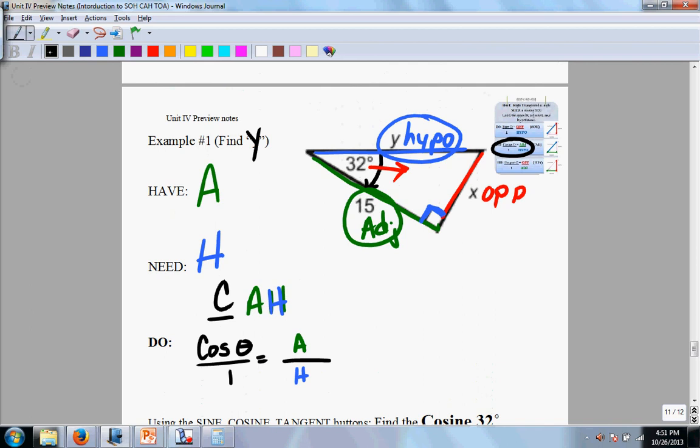Now we do circle, plug, chug. We're doing cosine. Theta is 32 degrees. Put 32 degrees and then put parentheses around that. Over 1 equals circle A, circle 15, put 15 there. Circle H, pick up Y, put Y there.